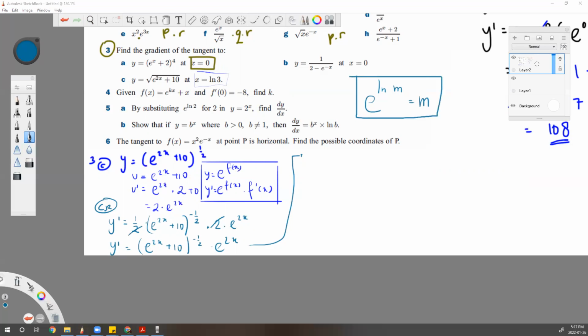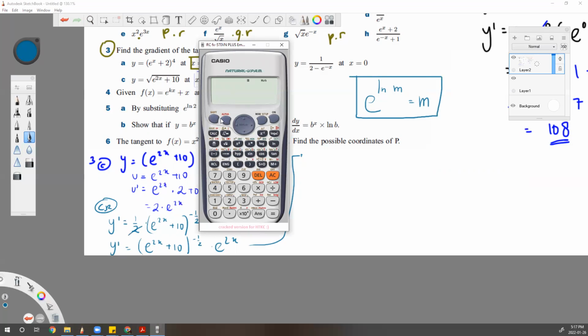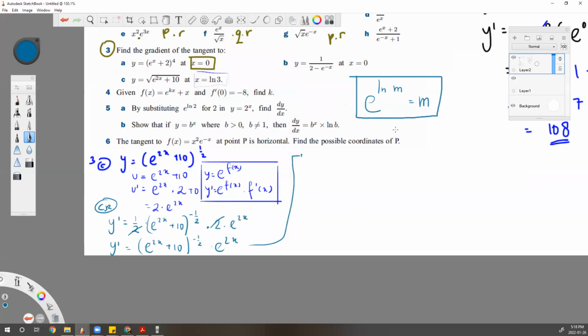Okay, let's see. If I have e to the power of ln 5, the answer is supposed to be 5. Likewise, e to the power of ln 1000 is 1000 itself. So if I have e to the power of ln of something equals m, the ln of something equals the number itself. So you have to do it super slowly.